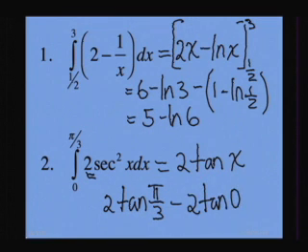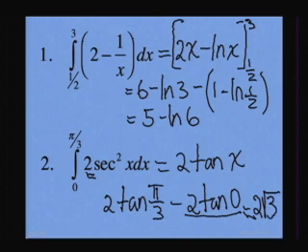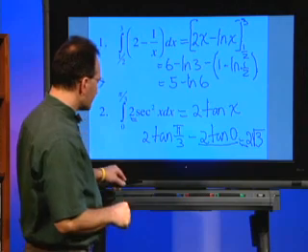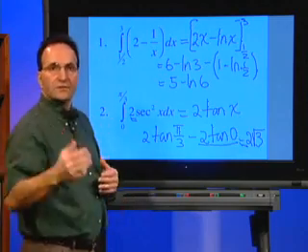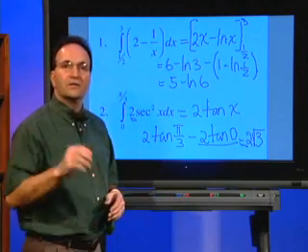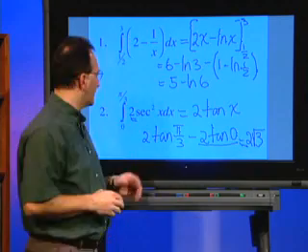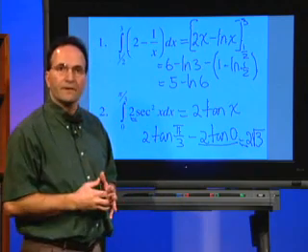Now the tangent of 0 is 0, so that all equals 0. The tangent of pi over 3, you remember, is the square root of 3. So our answer is 2 square roots of 3. So that gives us our answer for the second problem of the integral of 2 secant squared dx evaluated from 0 to pi over 3.